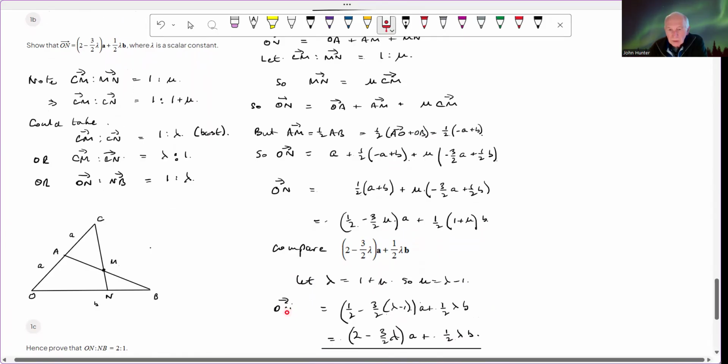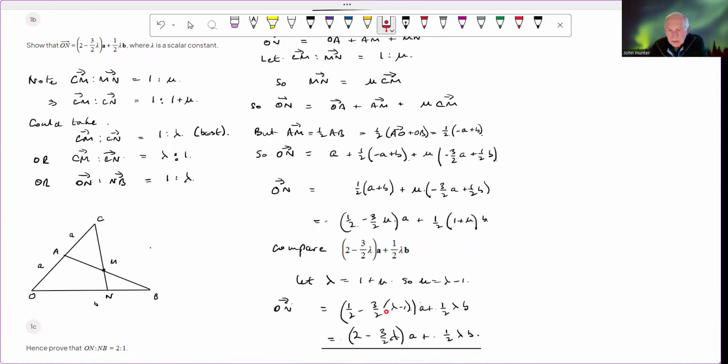What we actually get is that ON is therefore equal to, there's my lambda minus 1 in there. That 1 plus mu here is going to be lambda here. So we get this expression, which when we simplify is this, which is what we've been asked to find. Now, I think if you're in an exam and you're doing that, actually seeing that trick might not be that straightforward.